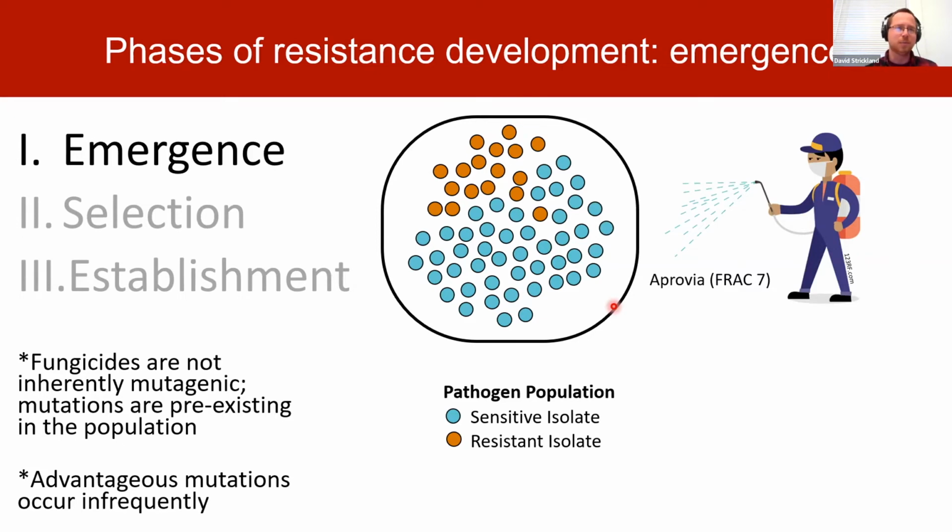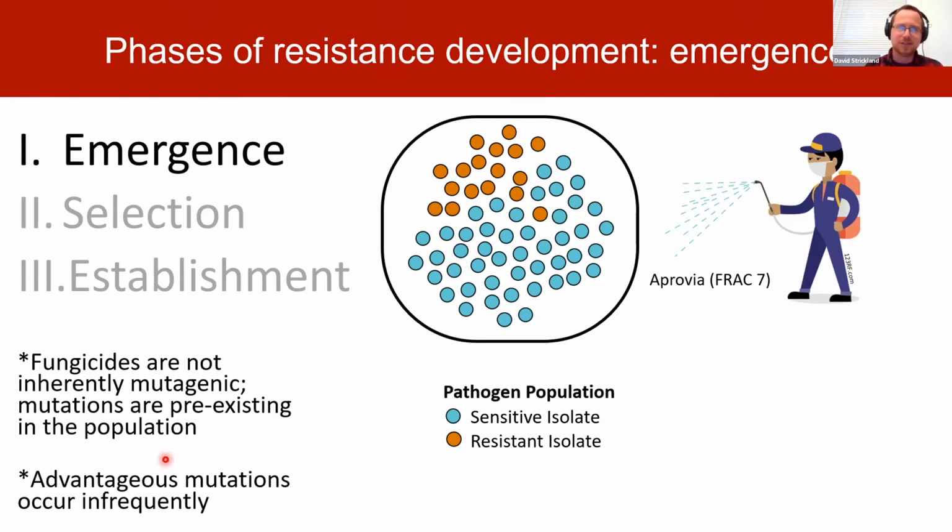These fungi are getting these mutations due to the shuffling of their genetic material when they reproduce. And I will point out that these advantageous mutations occur very infrequently. So that's why we don't have reports of fungicide resistance every single day. It takes time for these mutations to, 1, develop, and then 2, be selected for.